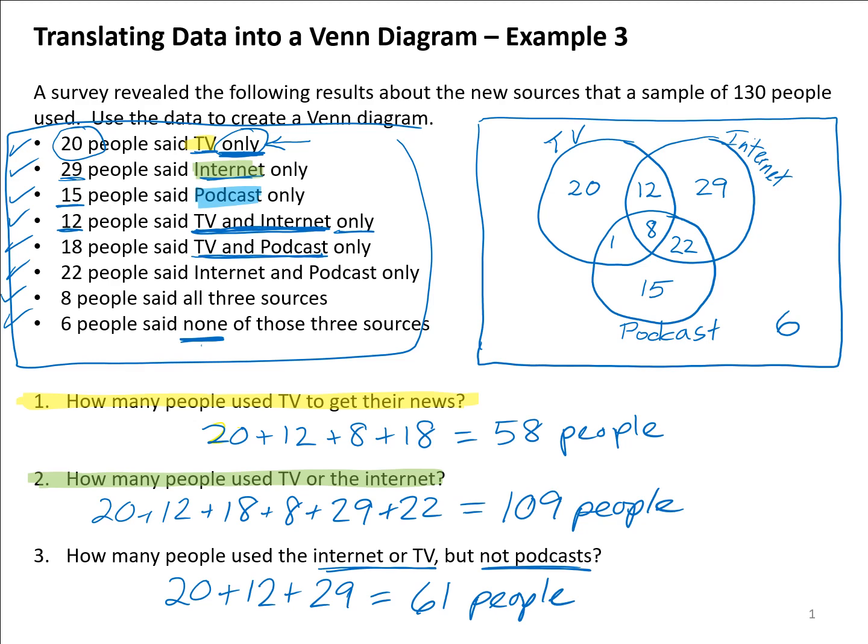So I had, I think, 18 people in that region. So if I were to total up everyone that is in the Venn diagram, I would get the total number of people surveyed. So adding up all of the numbers, 20, 12, 29, 8, 12, 18, 22, 15, and 6, I would get 130 people who were interviewed altogether. So just a reminder that you would find the total number of people, which we have here, as a good check to make sure you've put things in correctly.